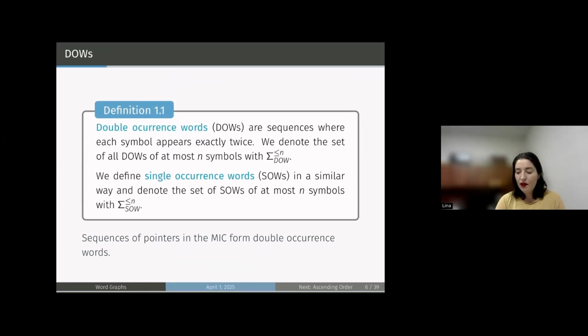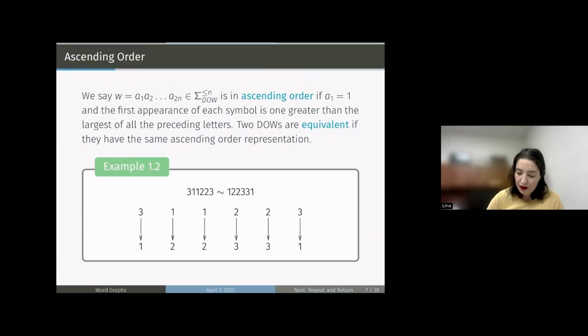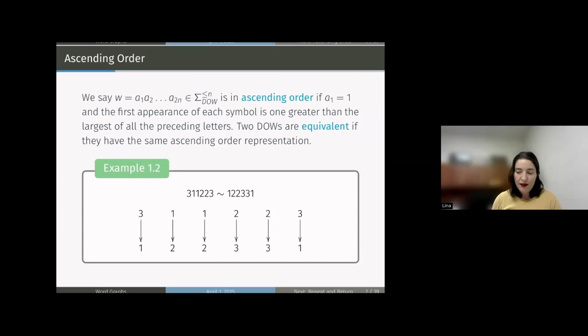Similarly, we can also define single occurrence words, and we can write down the alphabet, sigma, and then the words that have at most n symbols that are double occurrence words with this symbol, if they're single occurrence words, then with this symbol. It appears maybe a couple of times in the proofs, but because it will be notation heavy, this is just good to have for reference. If you need me to, I can always come back to these slides. Now, what we're going to do is, if you look at all possible double occurrence words on any kind of finite alphabet, it very quickly gets out of control.